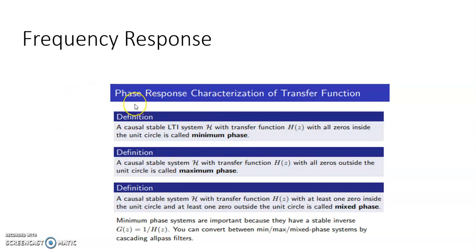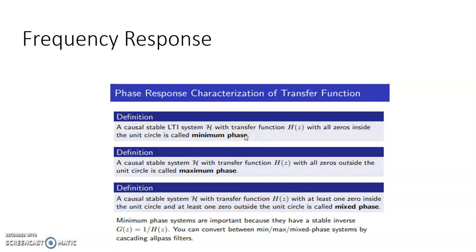So we have divided our phase response characterization into three basic parts, that is minimum phase, maximum phase and mixed phase. Now what are these? Let's understand. Whenever a causal stable linear time invariant system, I hope as of now you are easily able to understand when I am talking about a causal stable system, with transfer function h of z has all zeros inside the unit circle, it is called the minimum phase.